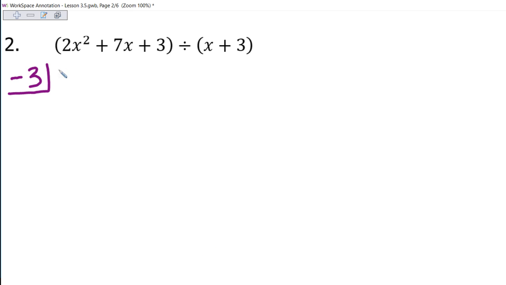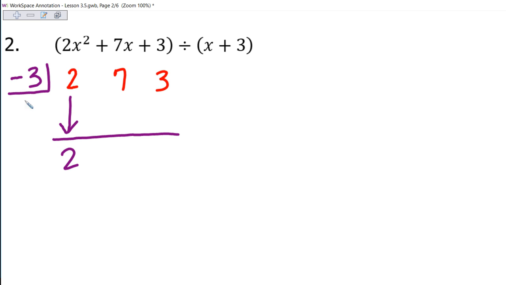Now the first row is going to be the row of coefficients for the first polynomial. So for the 2x squared, put the 2. For the 7x, put the 7. For the constant, put the 3. Skip a row and draw a horizontal line. Now always drop down the first coefficient. So the first one is always dropped down.